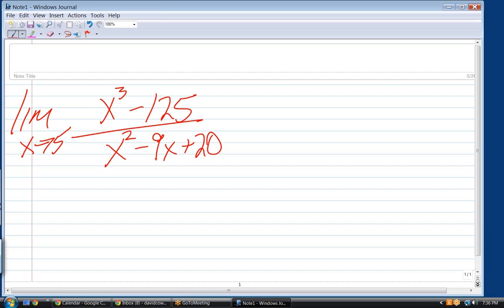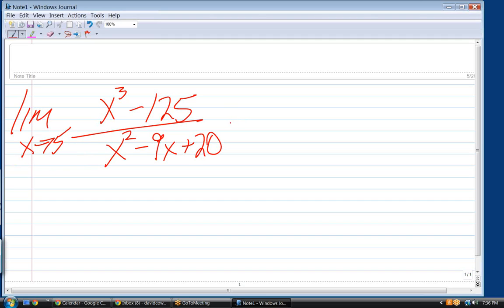Well, the top becomes 0. I'm betting the bottom becomes 0. 25 minus 45 is 20, plus 20 is 0. So how do we handle 0 over 0? You have to pull something out of it. Well, we've got to factor. If we can factor and then cancel something, then reapply x equals 5, we'll find that it's not 0 over 0 anymore.